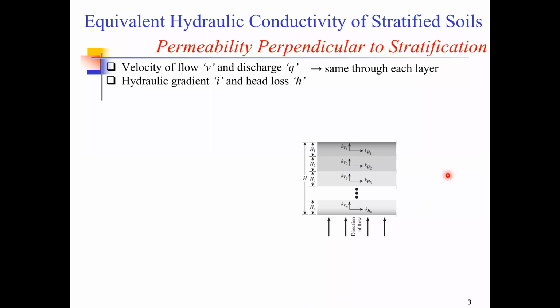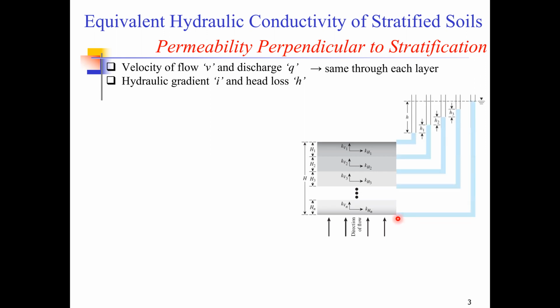In order to see the effect of hydraulic gradient and head loss, let's assume that we have installed piezometers at the bottom of each layer. Now, when we install piezometers at the bottom of each layer, the water level in each piezometer will rise, representing the pressure head at the bottom of each layer. As you can see from the water level of each piezometer, as we are moving far away from our water source, there is more and more loss of head.